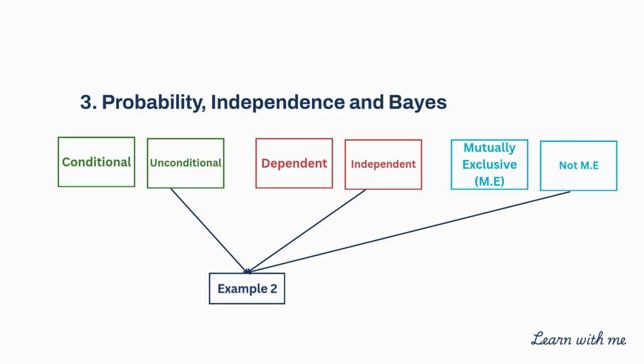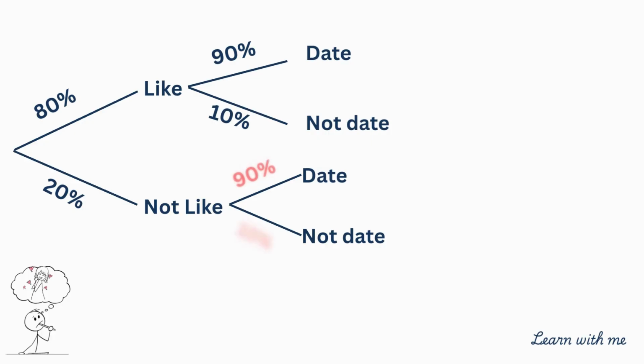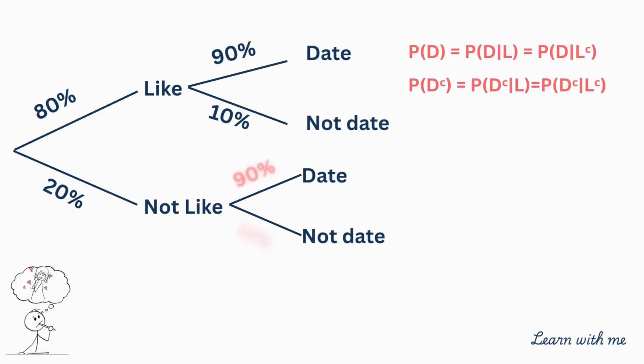The key is that the events are independent. What does that mean? In our example, it means that the event date no longer depends on the event like. In other words, whether she likes him or not doesn't affect her decision to go on the date, she always gives a chance. So the probability of date is 90%, and not date is 10%, in both cases. Which means the probability of date given like equals the probability of date given not like and equals the probability of date. Similarly for the probability of not date.